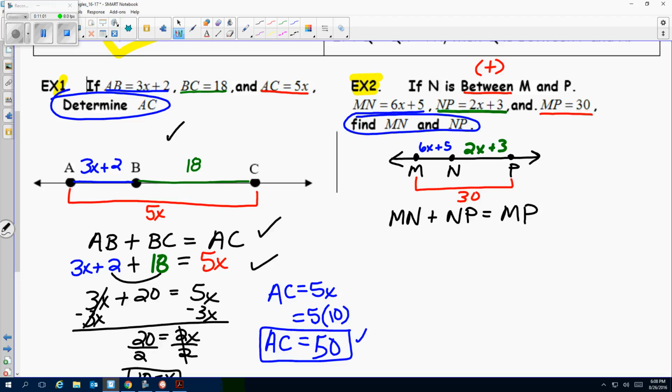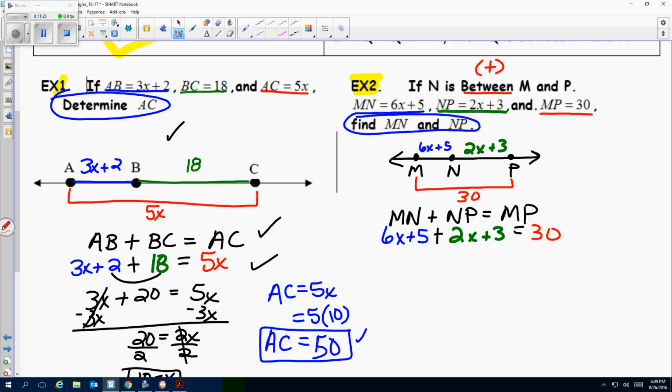So I know that instead of writing MN, I have 6x plus 5. Instead of naming the segment NP, I know NP is equal to the expression 2x plus 3. And it is equal to MP, which has the value of exactly 30. So now we are going to combine like terms again and solve for x.